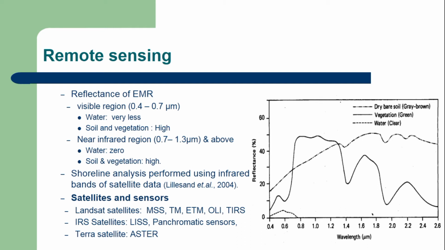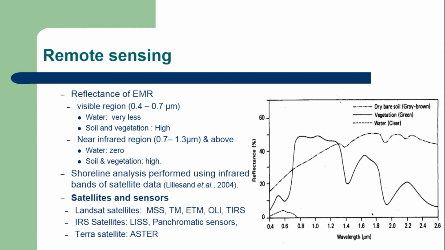Interaction of electromagnetic radiations with water varies according to the wavelength of the radiation. In visible range, water reflects very little EMR, while infrared and above radiations are completely absorbed by the water. For other land features, reflectance in infrared and higher radiation is very high. Therefore, infrared bands of satellite data are mostly used for mapping of water bodies as well as shoreline.